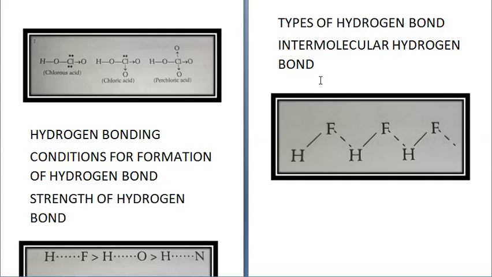In the first example, you can take hydrogen fluoride, HF. So this is one molecule of hydrogen fluoride. This is another. Here you are seeing three molecules of hydrogen fluoride. Alright, and all the three are linked to each other by this dotted line, that is the hydrogen bond. Another example is water molecule.